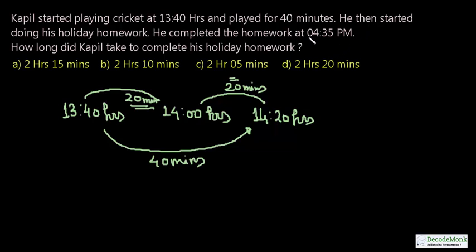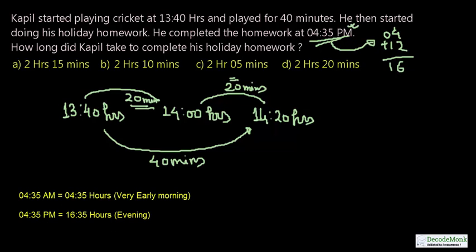He completed the holiday homework at 4:35 p.m. So my dear little friends, you should be able to convert this 4:35 p.m. to 24 hours format. So what is 4:35 p.m. in 24 hours format? I have already told you, you add 12 to the hours, so it will give you 16. So why do you add 12? Because it's PM. If it would have been AM, then you need not add.